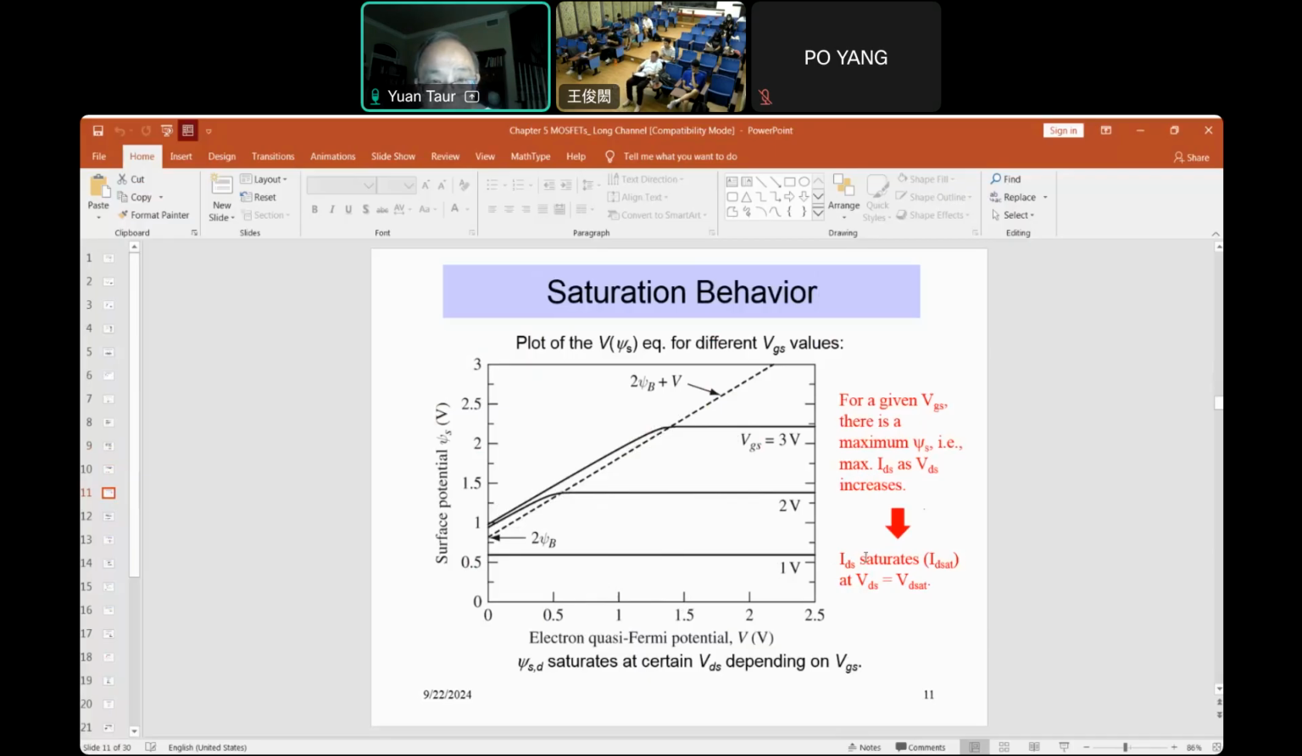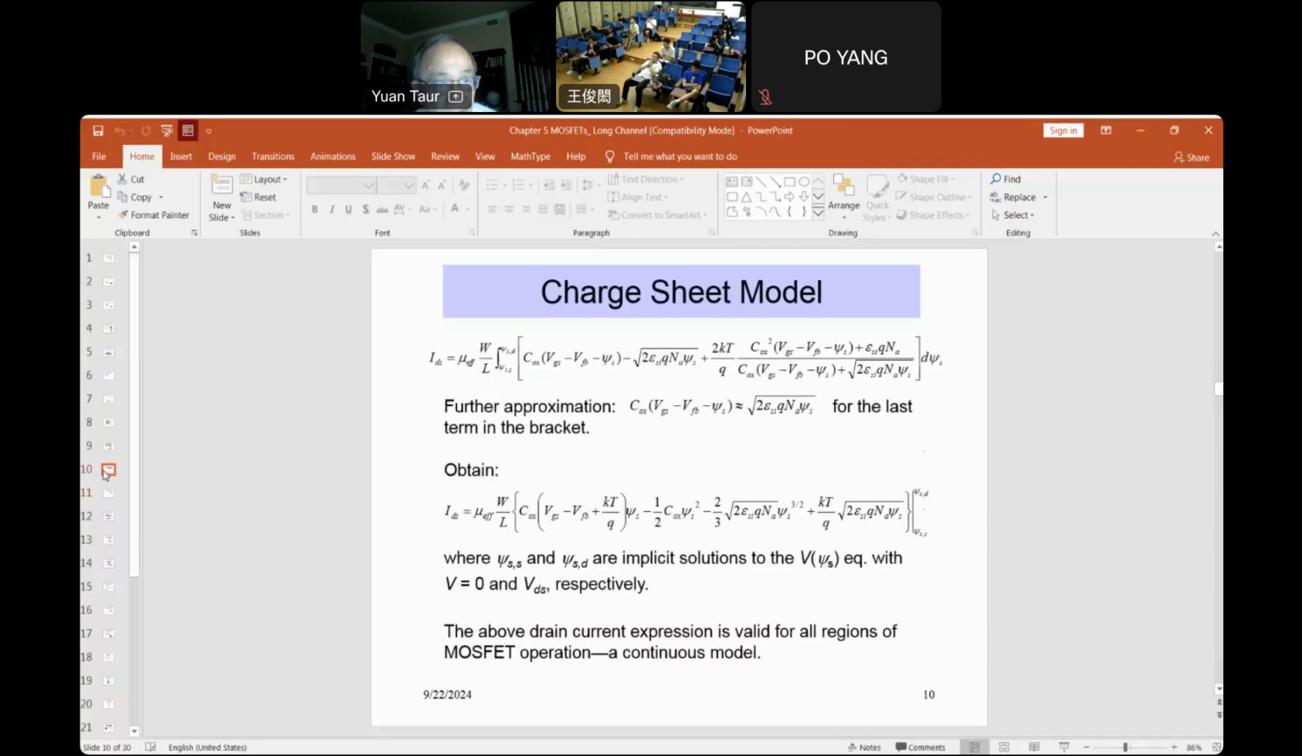So we already can see that this charge sheet model implies that the MOSFET will have a saturation behavior as a function of VDS for a given VGS, and that saturation value can only be increased if you raise the VGS. So much for the discussion of this charge sheet model to this point.